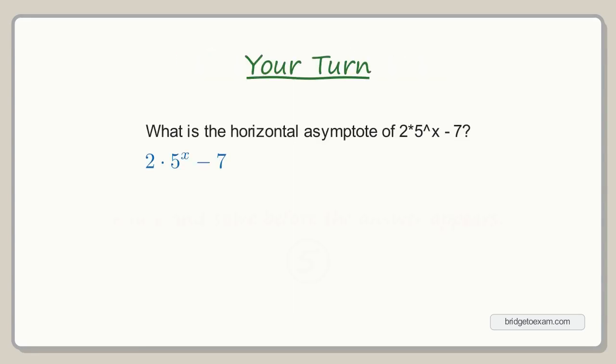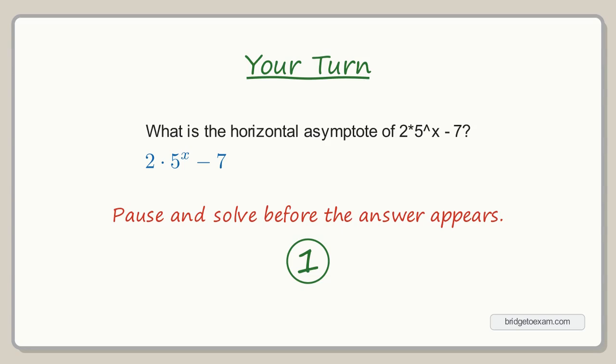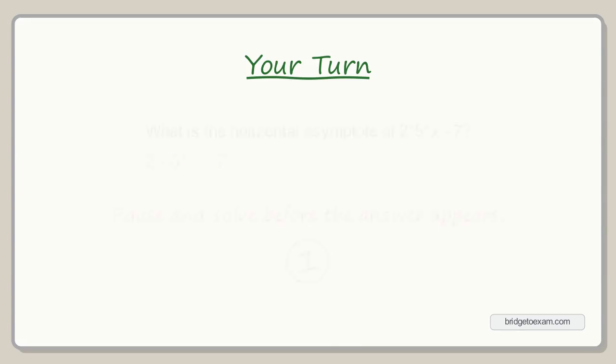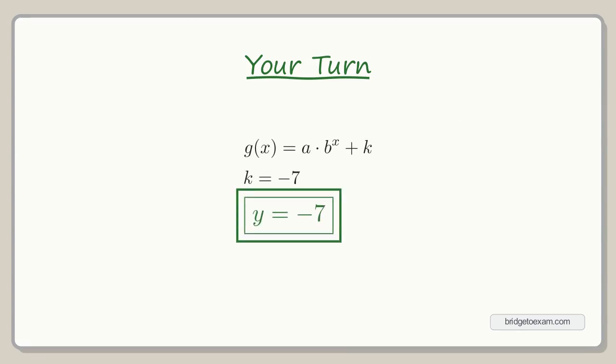Your turn. What is the horizontal asymptote of 2 times 5 to the x? Pause the video and solve it. Here's the solution. Work line by line. Then check the final answer against the original question.